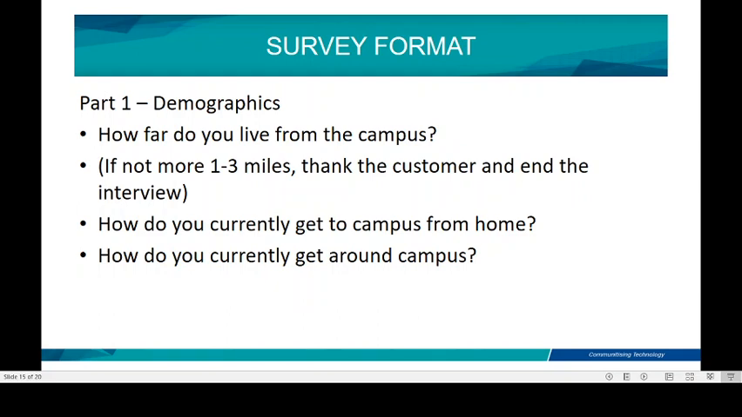You can start with part 1, which is the demographics, about the individual's demographics, such as how far do you live from the campus. If it's not within 1 to 3 miles, which is very near, you just thank the customer and end the interview. But if it is, you can ask further questions like how do you currently get to campus from home, or how do you currently get around the campus.